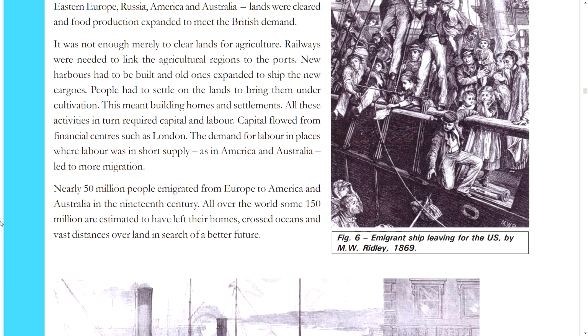Nearly 50 million people emigrated from Europe to America and Australia in the 19th century. All over the world, some 150 million are estimated to have left their homes, crossed oceans and vast distances overland in search of a better future.